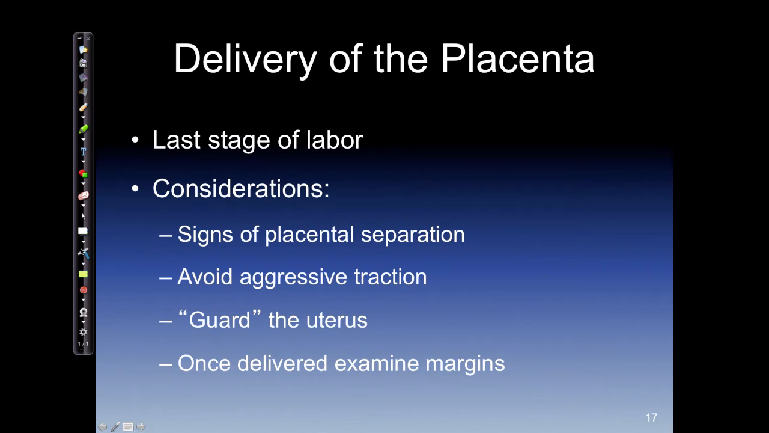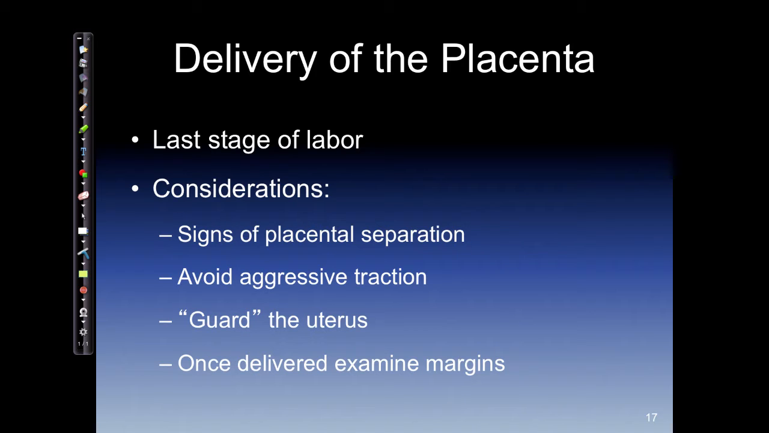All right, delivery of the placenta. Last stage of labor considerations. Signs of placental separation: a small trickle or sudden gush of blood, and/or lengthening of the umbilical cord as it extrudes from the vagina. Avoid aggressive traction on this. It may result in pulling the cord off the placenta, leaving the placenta behind.